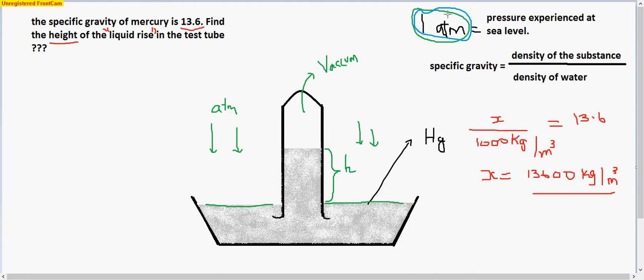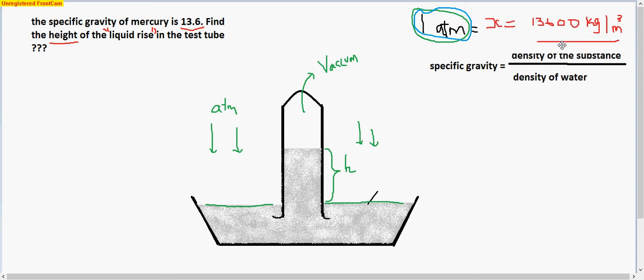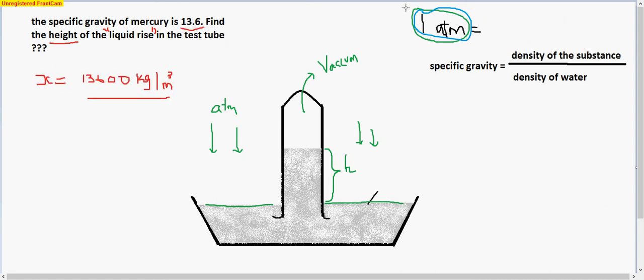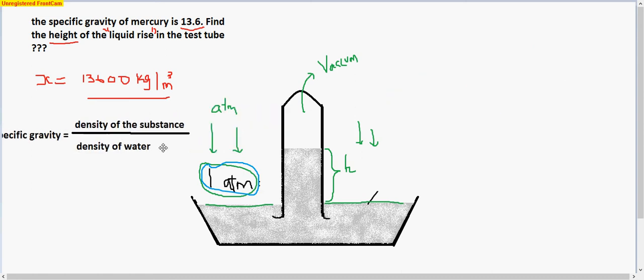Now I need some space. Let me remove something. Okay, we don't want this one, we don't want this arrow either. Is that enough? No, that's not enough. I'll just move this one over here. I'll move this also. I'm keeping this just so you remember it. Specific gravity is something important. Okay, back to our problem.